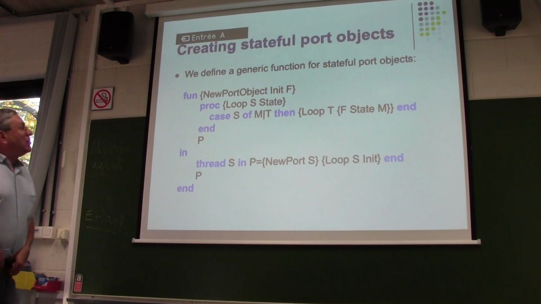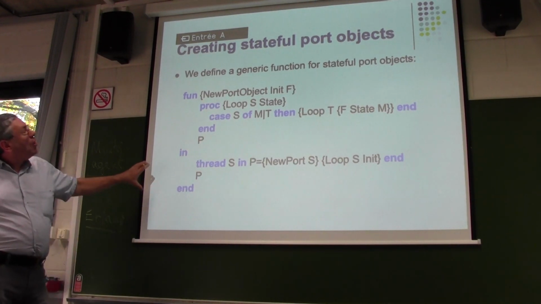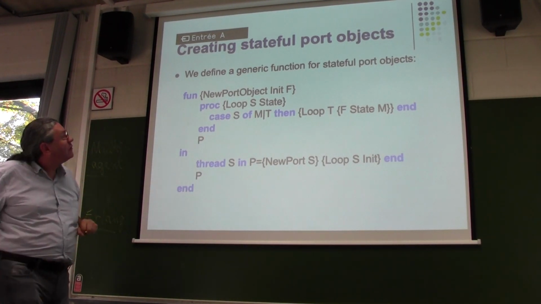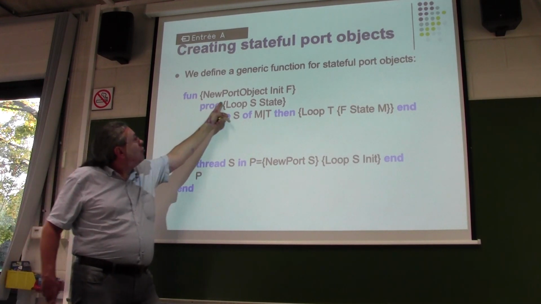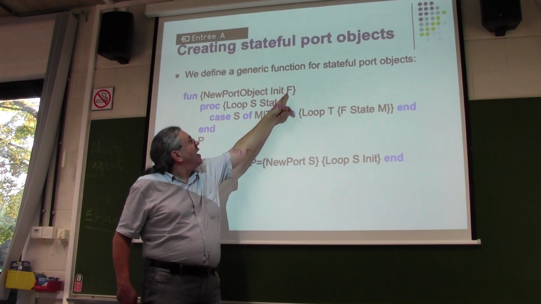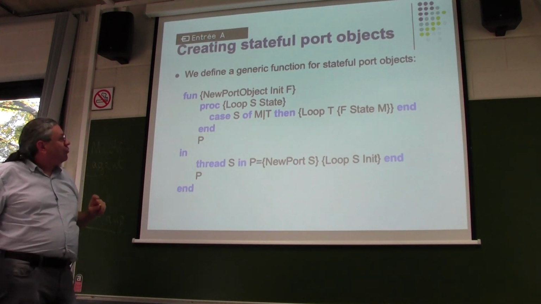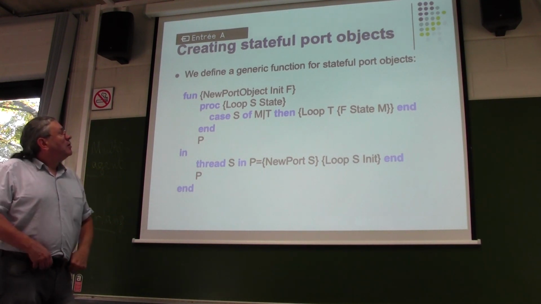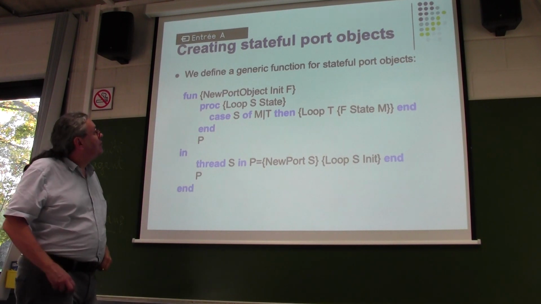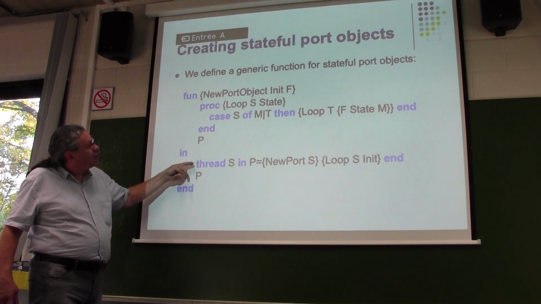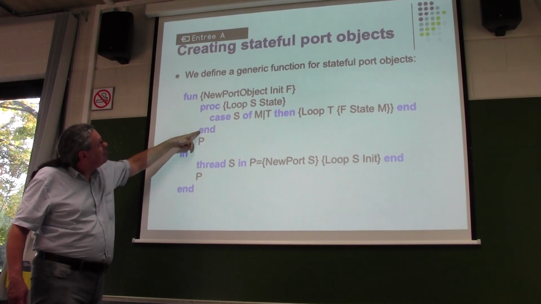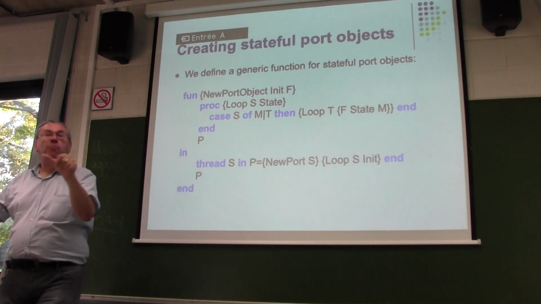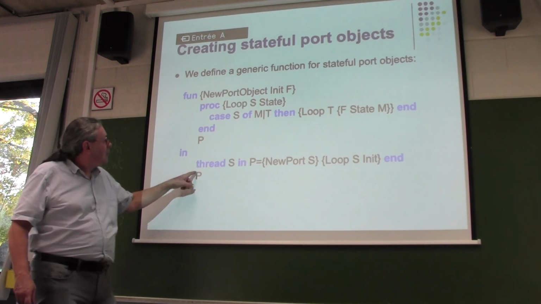We can define this generically. Here is an actual abstraction called a port object. When you call new port object, you give it the initial state and the state transition function F, and it returns a running port object with that initial state and that transition function. So it has three things: a recursive function, a thread, and a port. It combines a thread, a port, and a recursive function.